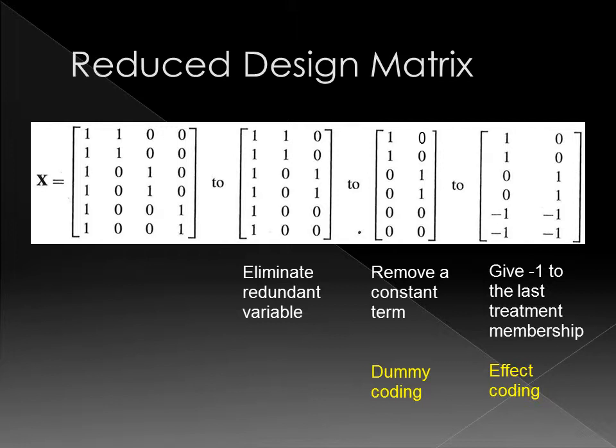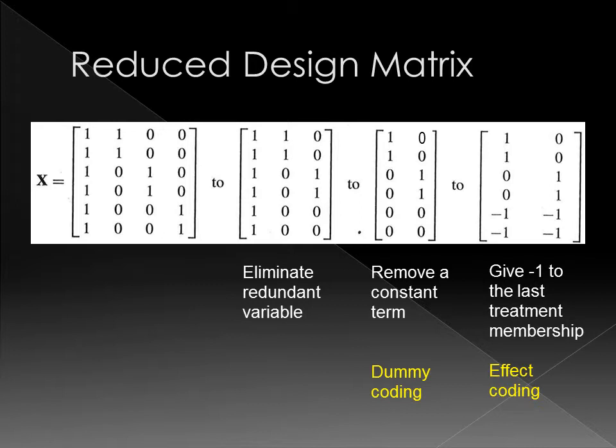Then we can further simplify this matrix to 2 columns. We could remove a constant term, that is the ones, because that is the ground mean shared by everybody. It is not unique to anyone, therefore we can get rid of it. This simplified design matrix still tells us the membership completely, and this is called dummy coding.